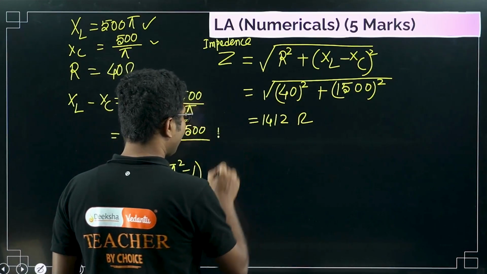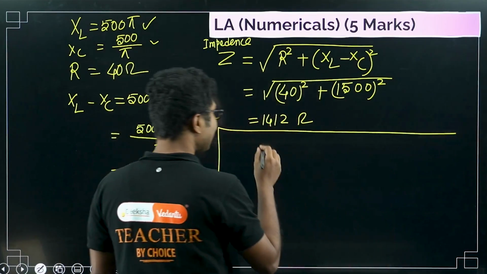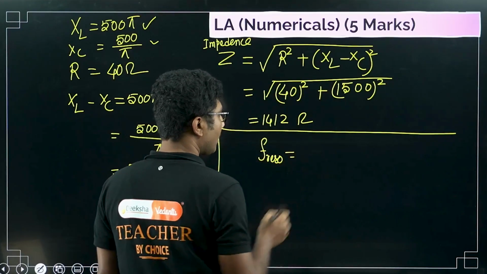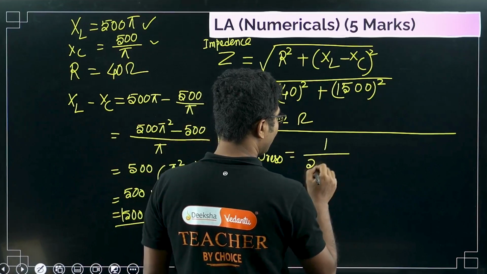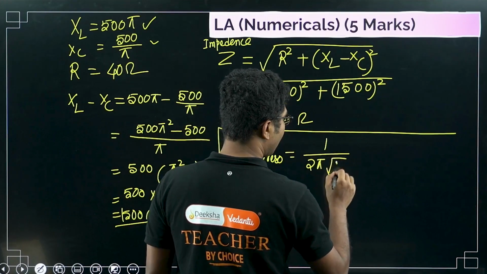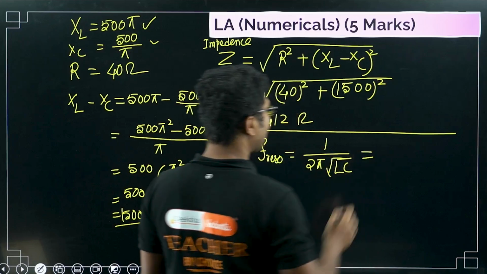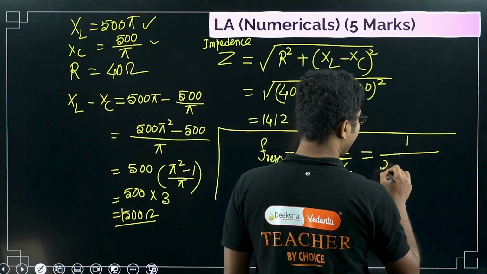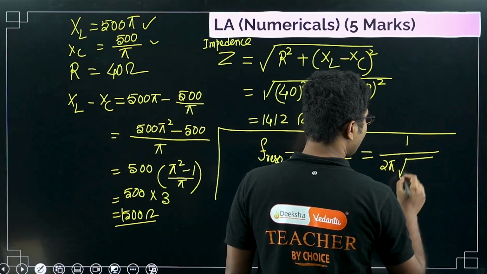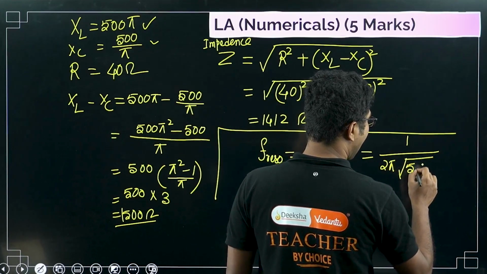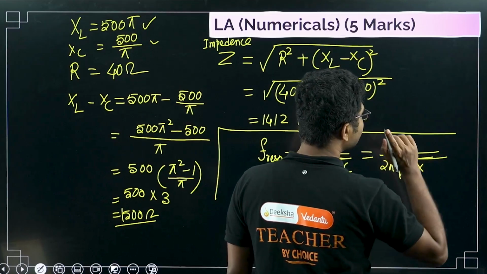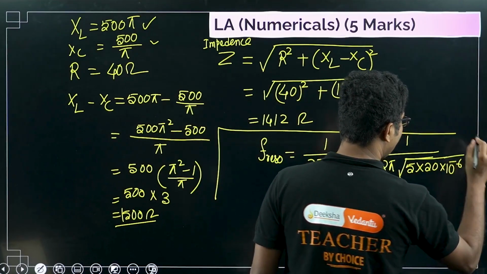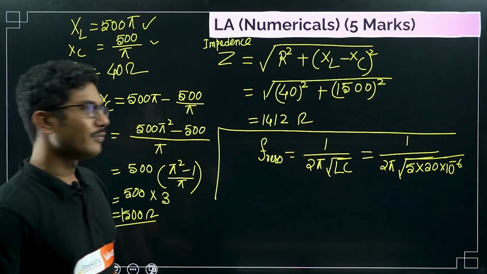So what is the formula for resonance frequency? I discussed it. The resonance frequency is given by 1 by 2 pi square root of LC. Use this same formula to calculate the resonance frequency. 2 pi, and what is the value of L? L is 5 Henry and C was 20 microfarad. So don't forget to put this as well. Microfarad means 10 to the power of minus 6.